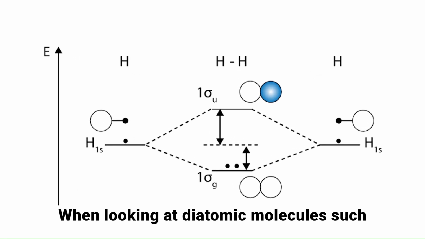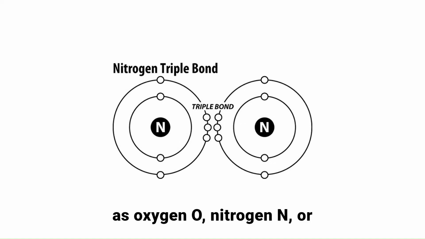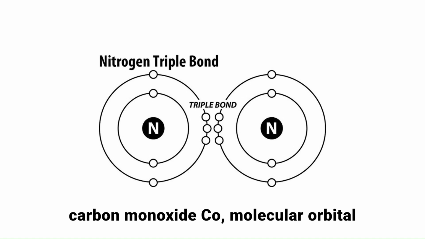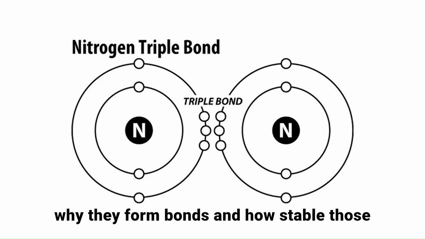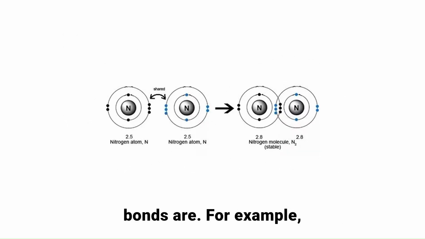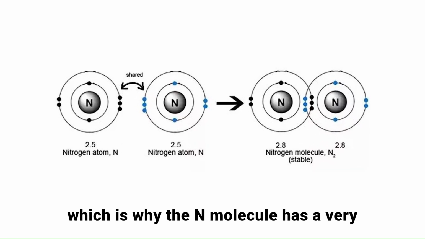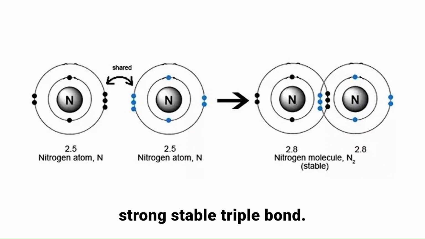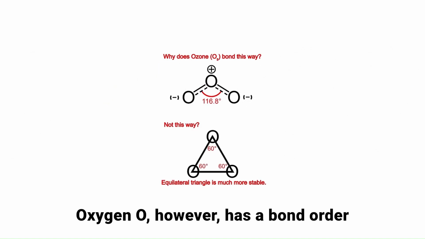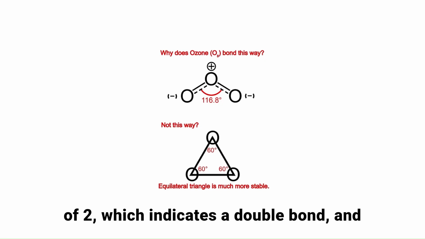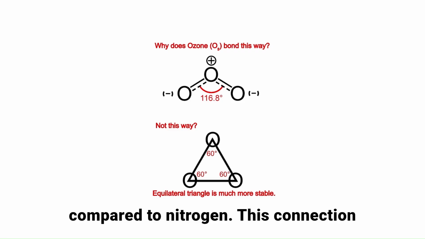When looking at diatomic molecules such as oxygen, O2, nitrogen, N2, or carbon monoxide, CO, molecular orbital theory provides a clear explanation of why they form bonds and how stable those bonds are. For example, nitrogen, N2, has a bond order of 3, which is why the N2 molecule has a very strong, stable triple bond. Oxygen, O2, however, has a bond order of 2, which indicates a double bond, and this makes the molecule less stable compared to nitrogen.